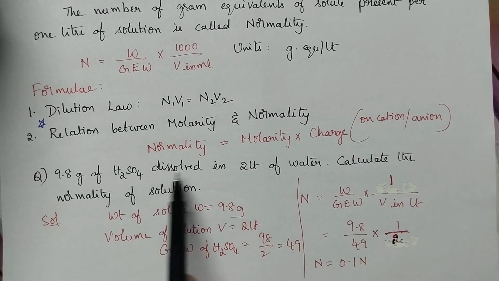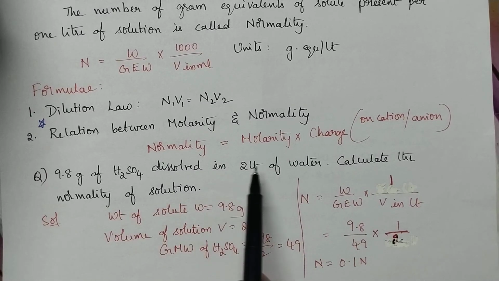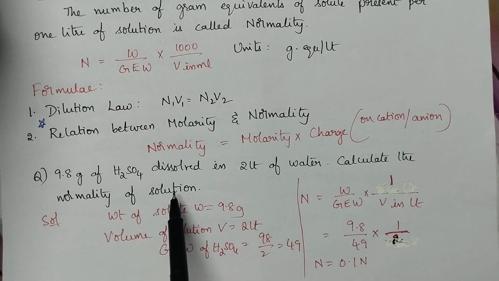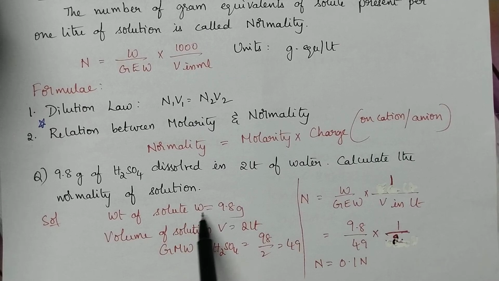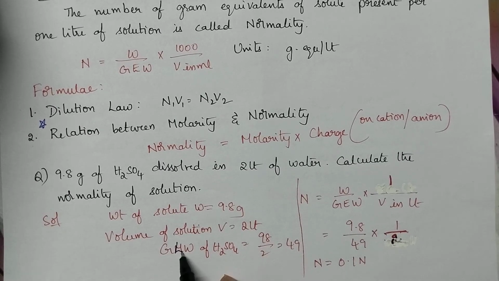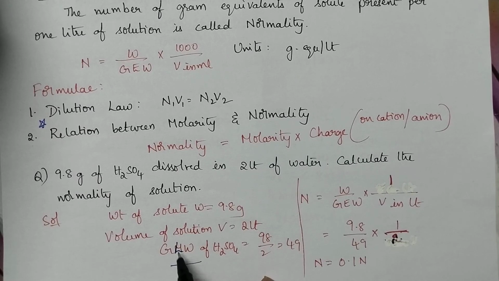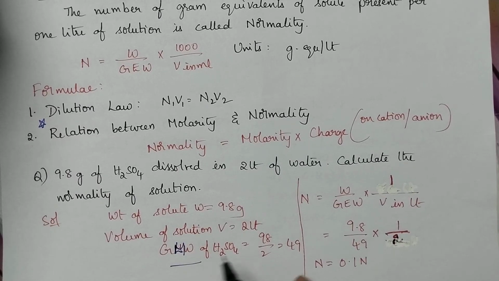9.8 grams of sulfuric acid is dissolved in 2 liters of water. Calculate the normality of the solution. So weight of the solute W is equal to 9.8 grams. Volume of the solution V is equal to 2 liters. What is the gram equivalent weight of the sulfuric acid? So it can be obtained by calculating gram molecular weight by 2. So that is equal to 49.